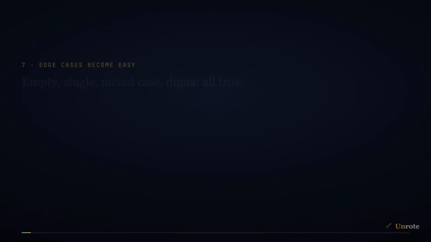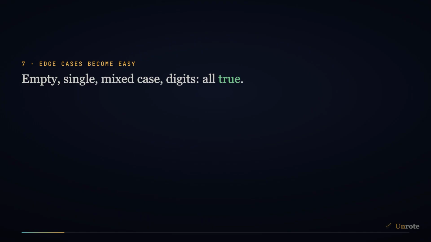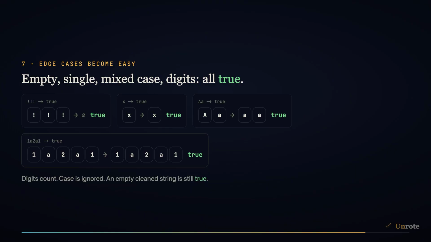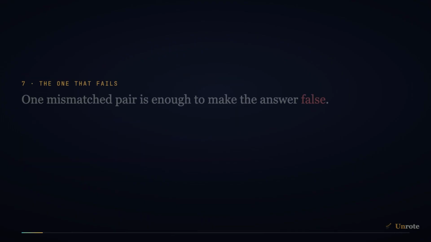A few edge cases fall right out of the motion. If the useful characters run out completely, like 3 exclamation points, that empty result still counts as true. A single character is true, mixed case is true after lowercasing, and digits count. So 1A2A1 is valid.